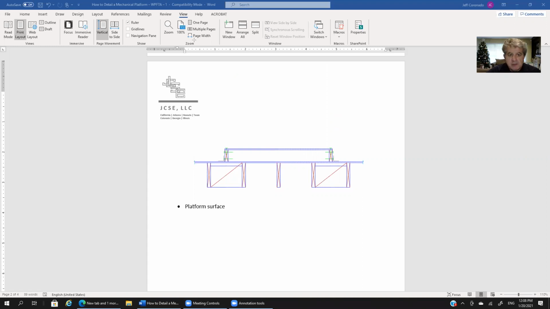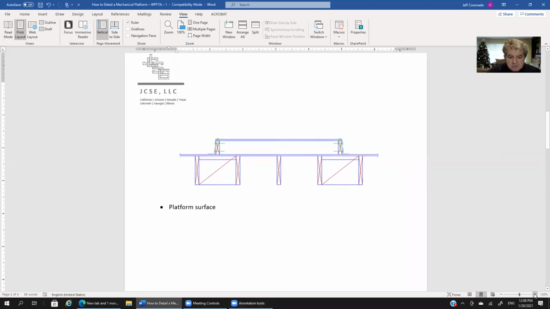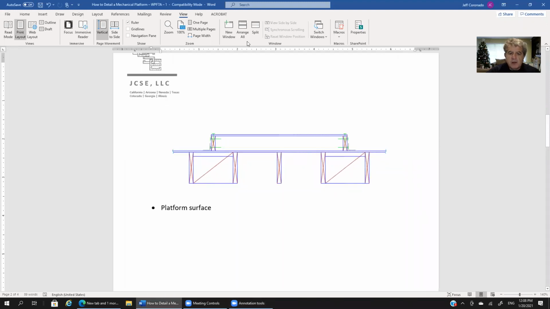Let me zoom in here. I think the first thing we want to notice is the surface that we create for the unit to sit on. The unit is going to be sitting something like this, because units in all likelihood have their own sheet metal curb, and the sheet metal curb of the unit is what sits on our platform.